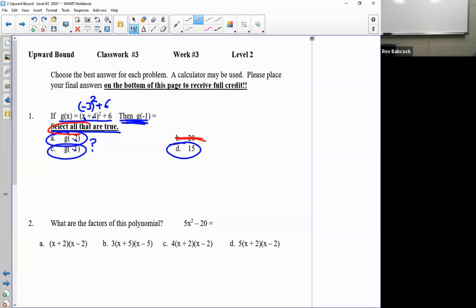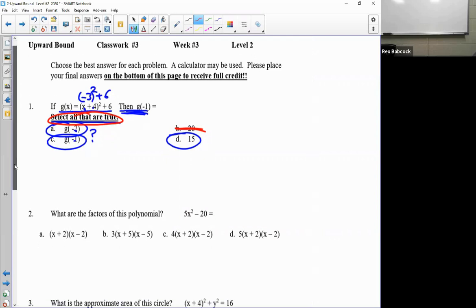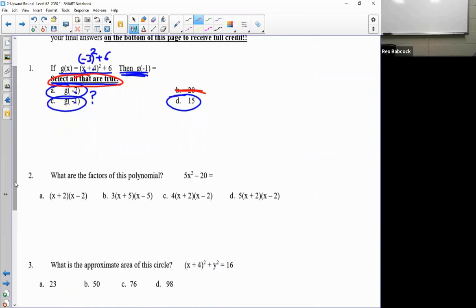I see more and more of this on the test. They give you more than one correct answer. I don't like it, but they didn't ask me about it. They should have asked Carissa, because she would have told them, quit doing that. Just quit it. Okay, second one. So number 1 on the classwork for today is A, C, D. All of them work. A, C, D.